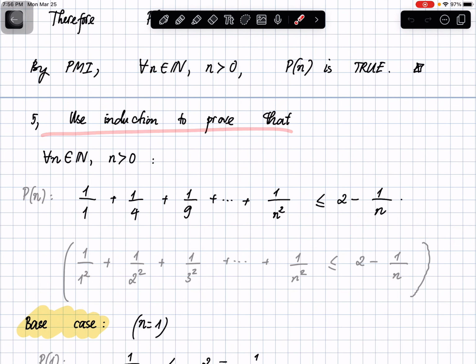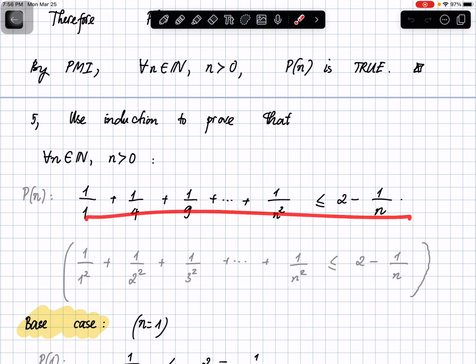Use induction to prove that for all natural numbers n greater than 0, so n greater than or equal to 1, P(n) is true, where P(n) is 1/1 + 1/4 + so on, until 1/n² less than or equal to 2 minus 1/n.